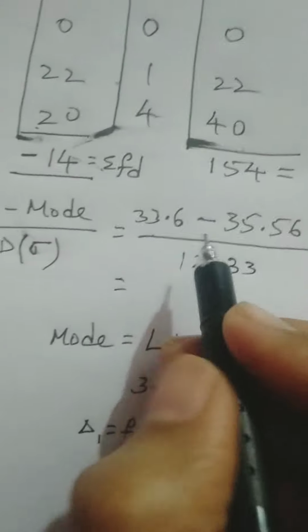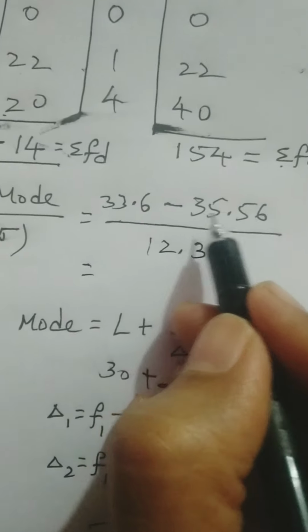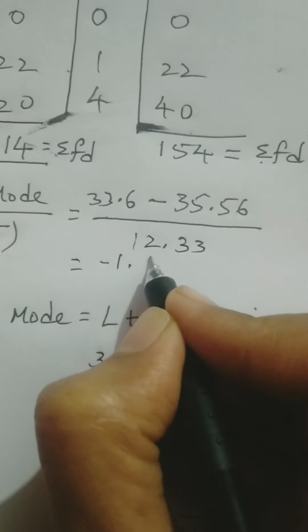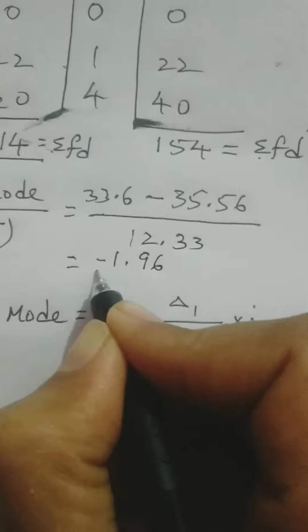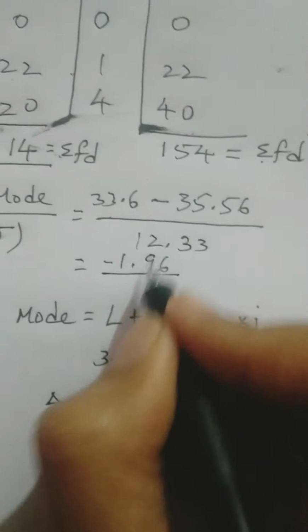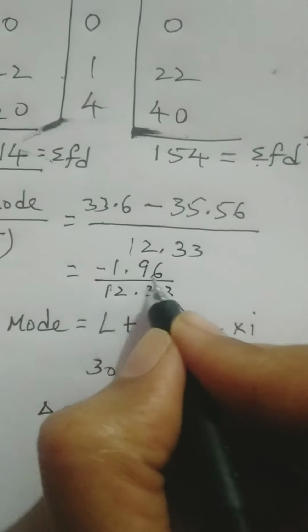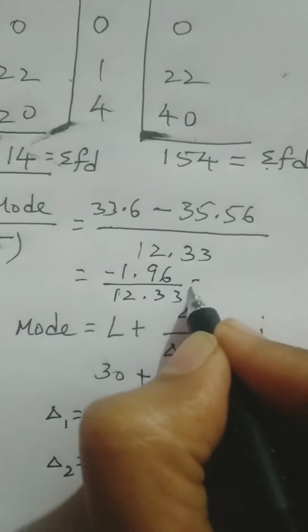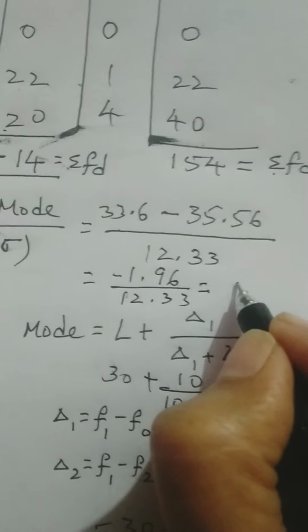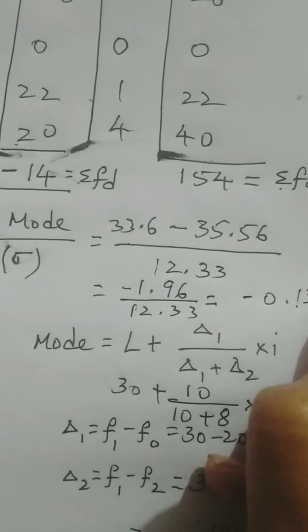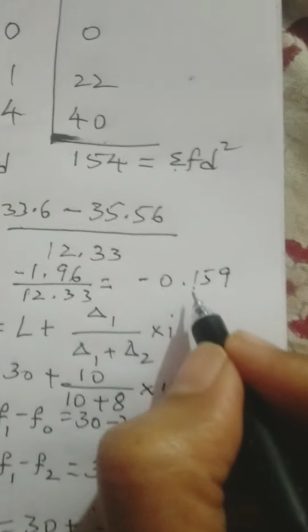12.33 is equal to, if I subtract 33.6 minus 35.56, I will get minus 1.96 divided by this 12.33. If I divide 1.96 by 12.33, I will get minus 0.159. Okay, this is the answer for Karl Pearson's coefficient of skewness.